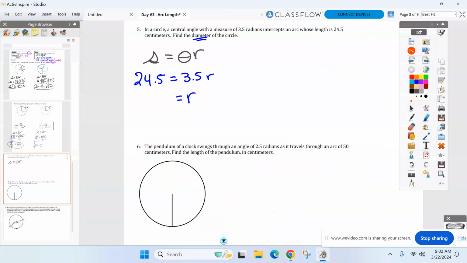Everyone all right? 7? That's the radius. Cormac, what'd you say at the end? I need diameter, though. Double it. Yep. All right, ready?